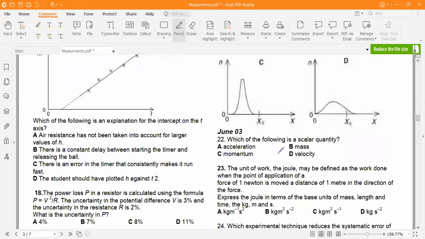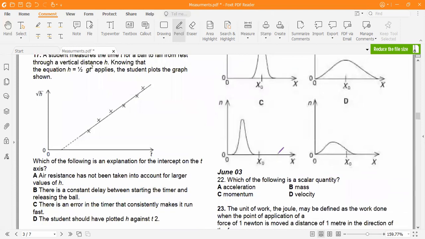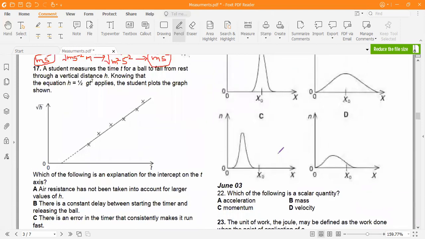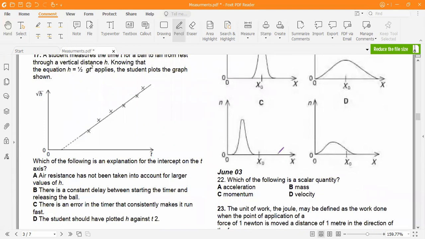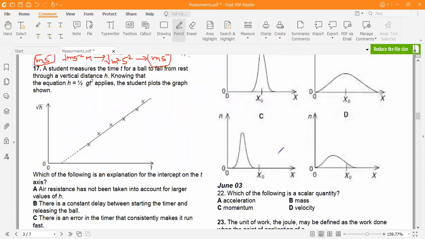Okay, this is question number 17. You cannot do it right now because it is... let me read. Yeah, I think we can do this one. So the student measures the time t for a ball to fall from rest through a vertical distance h, knowing that the equation h is equal to 1/2 gt square applies. The student plots the graph shown.